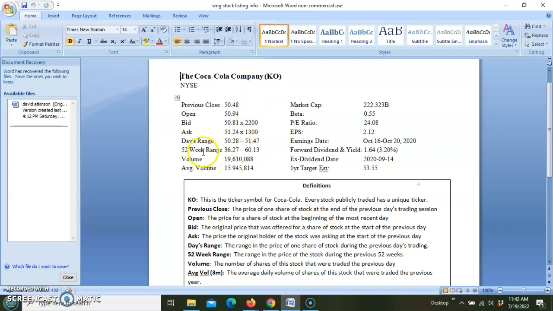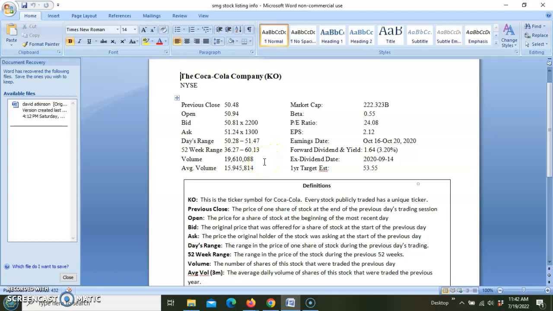Here we have similarly the 52-week range. Now remember, I'm looking at old data. This data is from, I believe, early September of 2021. So this is significant. This is a big range, but it's not unusual. You would have had a big range like this in the year of COVID. But the 52-week range, Coca-Cola sold as low as $36.27 and as high as $60.13. A big range for the 12-month period.